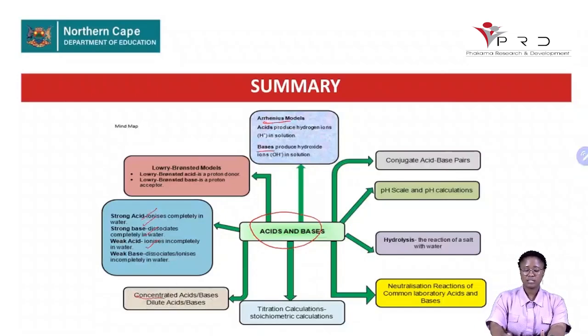We also looked at the differences between concentrated versus diluted. We looked at some titration calculations where we were doing stoichiometry calculations. We also looked at some neutralization reactions where we were looking at common laboratory acids and bases. We've spoken about hydrolysis. We said that is the reaction of salt with water. We did some pH scale, or we spoke about some pH scale, and we also did some pH calculations. We looked at conjugate acid-base pairs, and then this is just the summary of the chapter that we have done together.